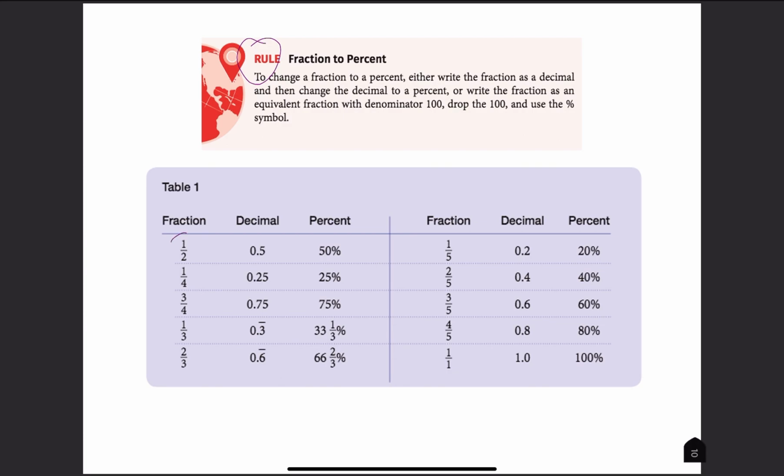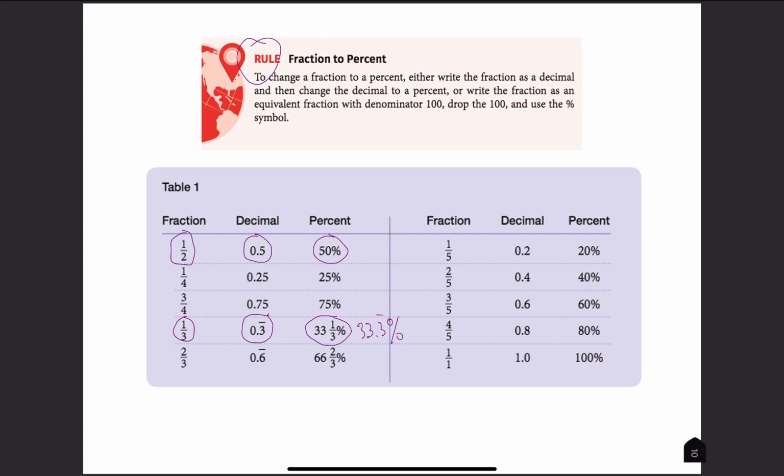So some common fractions here: 1/2 as a decimal is 0.5, and as a percent is 50%. How about 1/3? As a decimal, it turns out to be a repeating decimal, 0.3 repeating. And so as a percent, at some point we have to round it. And so we'll round it. We can write it like this, or we may choose at some point to write it like this, although I think the fractional version is preferred typically.